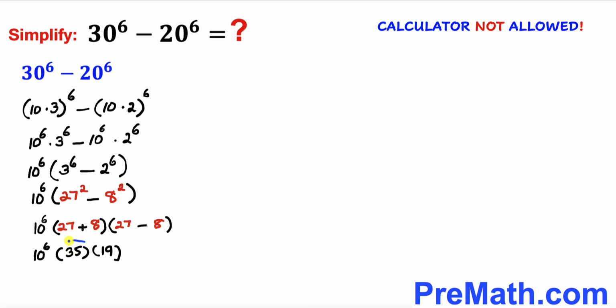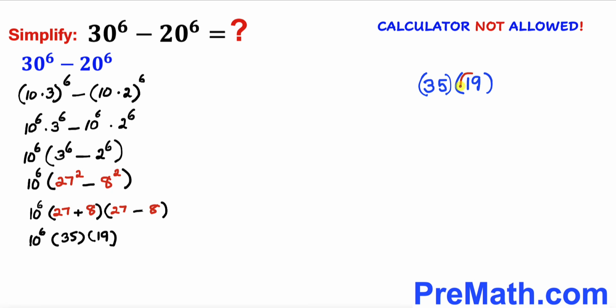Now let's focus on this part, 35 times 19. Here I have copied it down, 35 times 19. Now let's manipulate 19. 19 could be written as 20 minus 1. So this whole thing is going to be 35 times 20 minus 1. Now we are going to distribute. When we multiply, that's going to give us 700 take away 35. When we subtract, that's going to give us 665. So we can see 35 times 19 turns out to be 665.